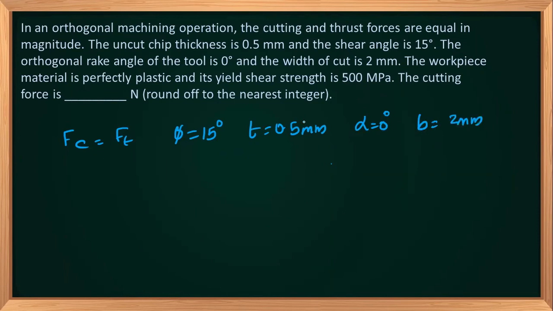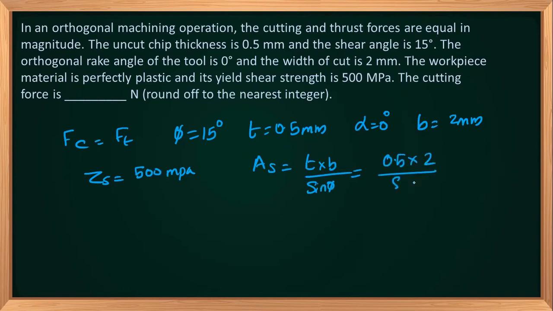The workpiece material is perfectly plastic and yields at the shear strength tau s equal to 500 MPa. The cutting force is asked. From the normal formula we can find the area of the shear zone. It is nothing but t into b divided by sin phi. What is t? 0.5 into 2, which is 1, divided by sin 15.